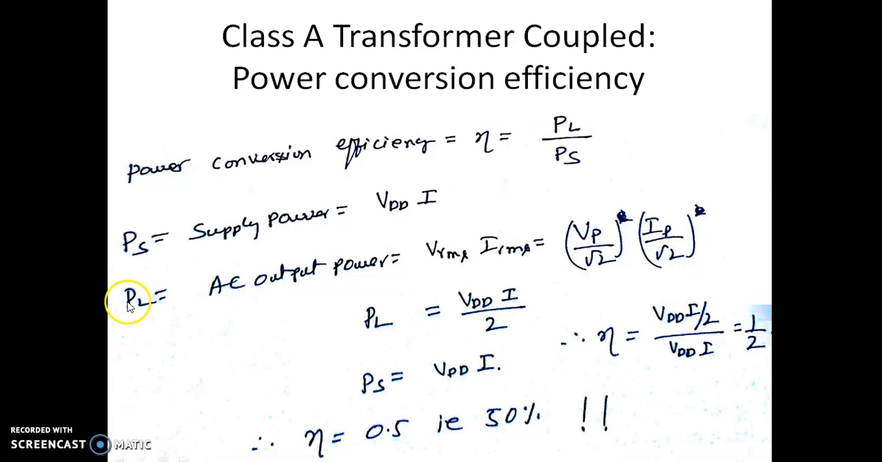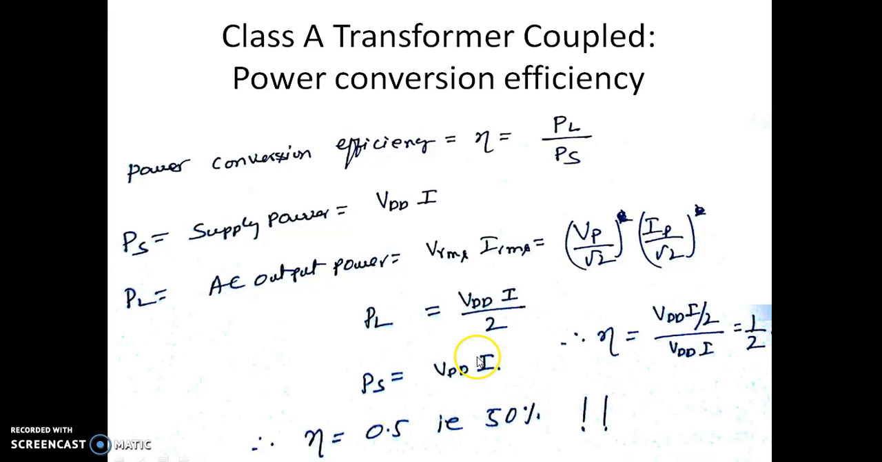So we shall have a look at what is the AC output power, which is nothing but VRMS into IRMS. We know that VRMS is equal to V peak by root 2, and IRMS can be written as I peak by root 2. So multiplying these, V peak is nothing but VDD and I peak is nothing but I. So the AC power, which is the power delivered to the load, comes out to be VDD times I by 2. We know that the power drawn from the power supply is VDD into I. So substituting these values of PL and PD, the efficiency happens to be half, meaning the efficiency now becomes 50%.